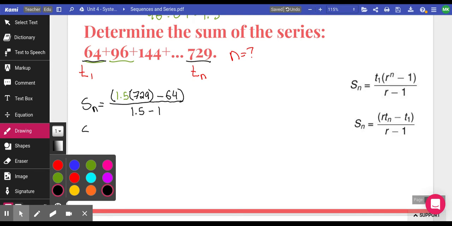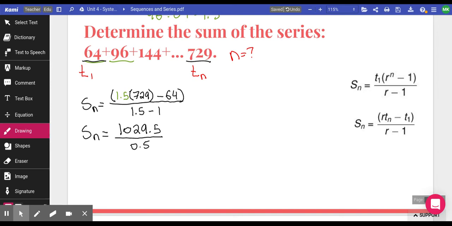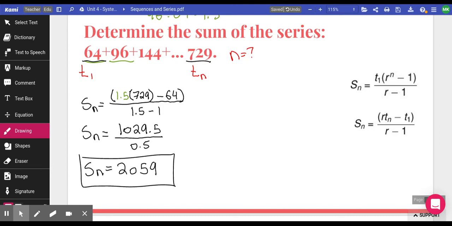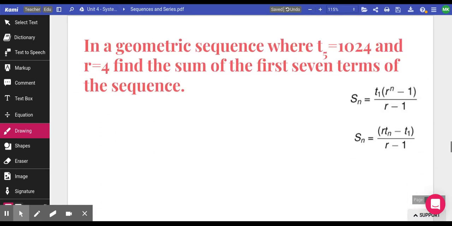Again, I'm going to calculate this in chunks a little bit. So I'm going to do the top first. I'm going to go 1.5 times 729 minus 64. To get that, my top value is 1029.5. On the bottom, 1.5 minus 1 is 0.5. Put that in your calculator, and you'll find that the sum of those first however many terms is 2,059. Like that. Awesome. Now you have two sum equations. So let's try some more questions, and you get to pick which one is which.